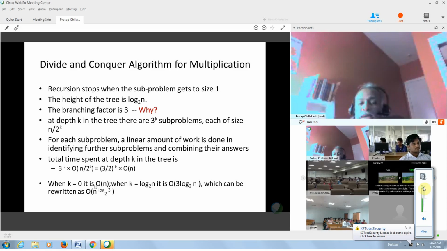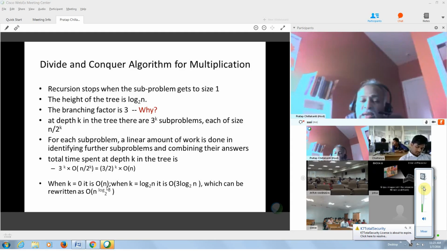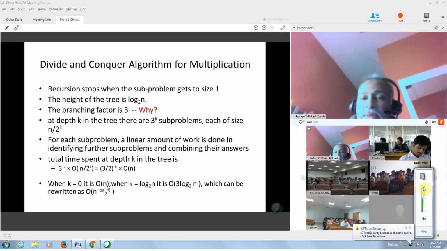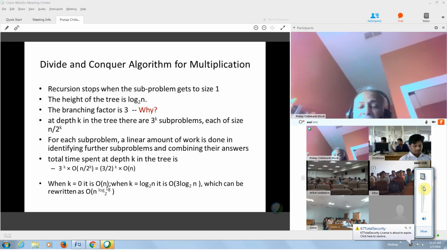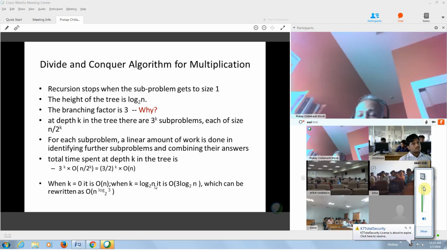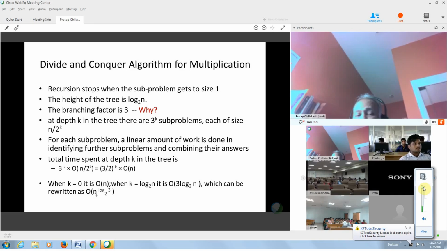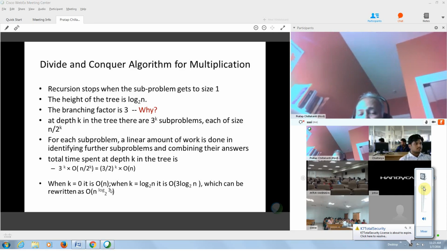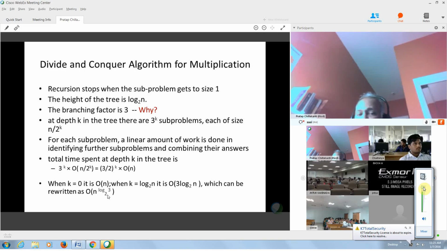Now when k equals 0, meaning depth 0, it is of the order of n, meaning there's nothing to divide. Remember, that is the size 1 type of thing. Now when the depth is log base 2 of n, it becomes order of 3 raised to log 2 n, which again can be written as order of n raised to log 3 to the base 2. A lot of mathematics there. I'll give you some practice problems too, by the way, for you to apply these concepts.